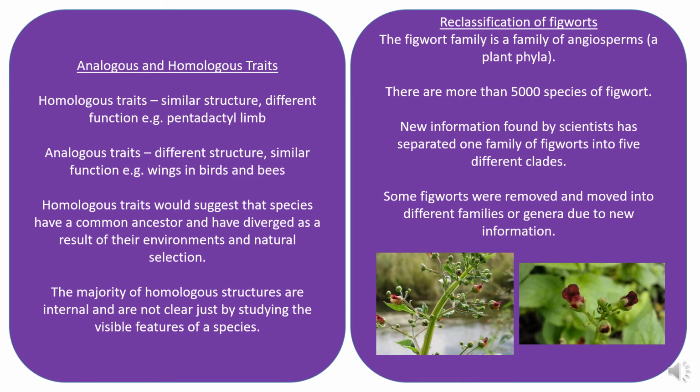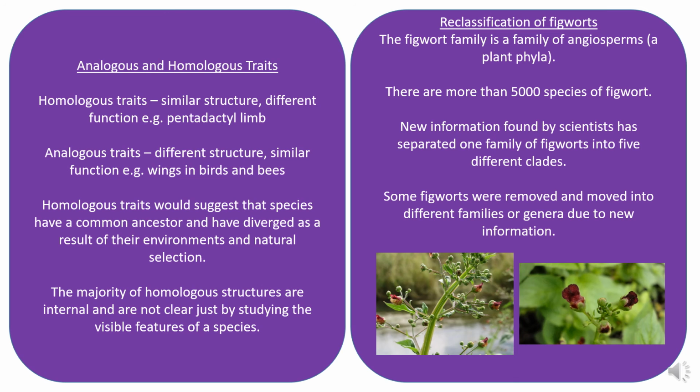And then finally, you need to know about the reclassification of figworts. In my opinion, this is a relatively boring example. However, this is the example that the IB have chosen. Now, the figwort is a family of angiosperms, and you'll know from 5.3 that angiosperms are a plant phyla. There's more than 5,000 species of figwort.